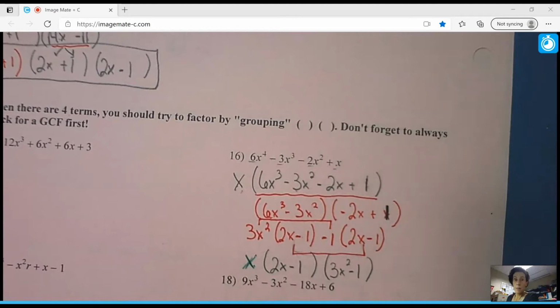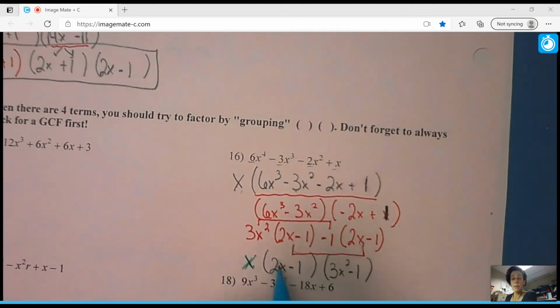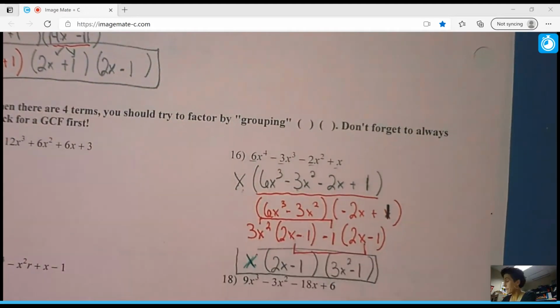And then you should always double check, am I done factoring? So is this a difference of squares? No, because 2x doesn't have a square root. And is this a difference of squares? No, because 3 doesn't have a square root. So this is it. You have factored this one completely.